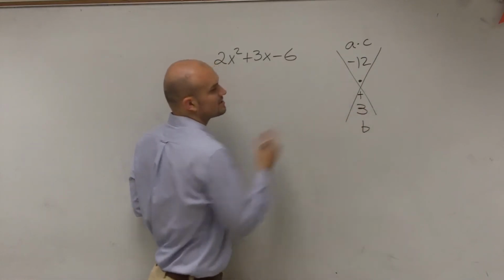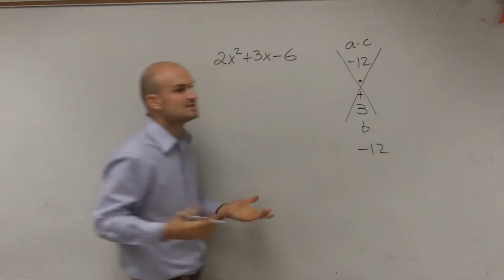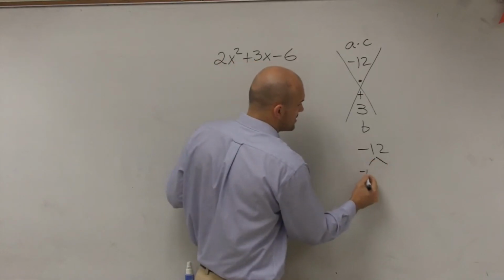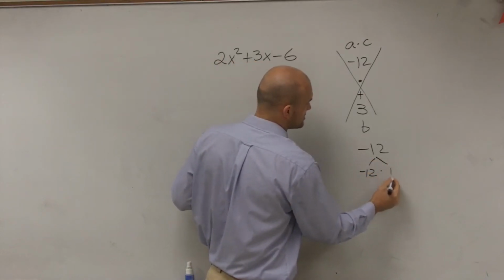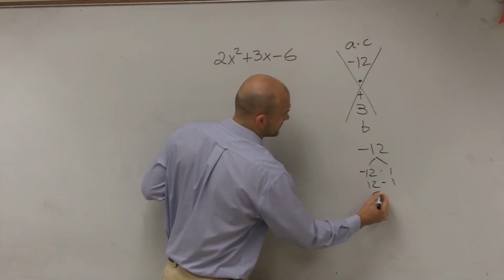So what you guys need to do is think about all the factors that multiply to give you negative 12. And if you're getting stuck with this, just write them down, right? A lot of you struggle with this, but I don't see you write down the numbers that multiply to give you negative 12. 3 times negative 4. Come on. Come on, Matt.